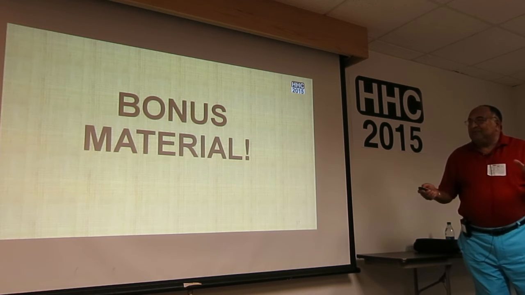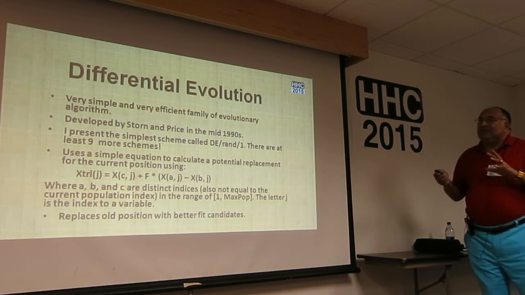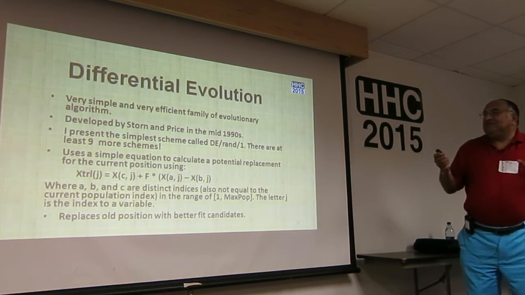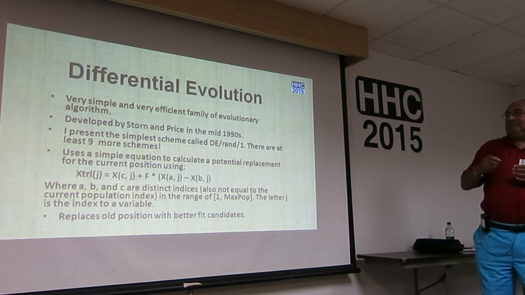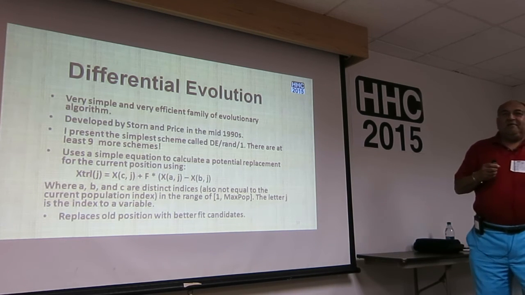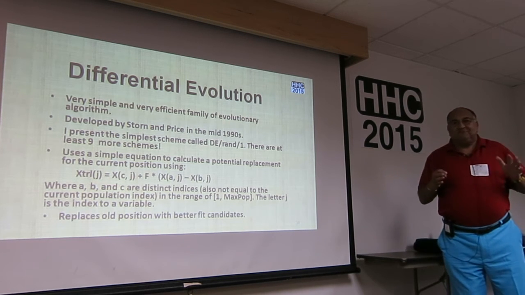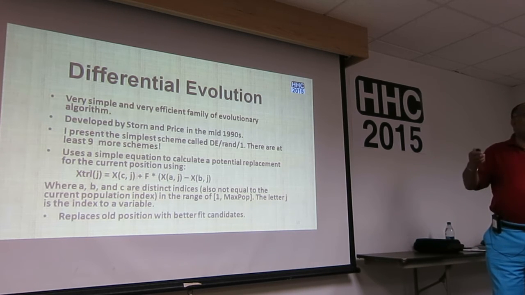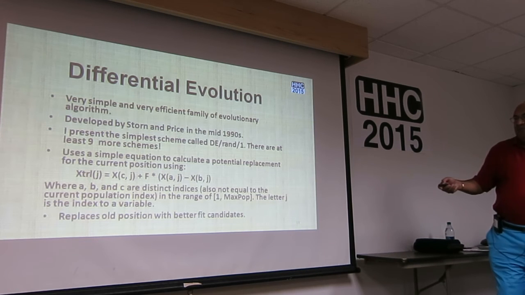I'm going to throw in some bonus material, and it's worth it. There's a method called differential evolution, and it's very simple and very efficient to implement. It was developed by Storn and Price again in the mid-90s. This algorithm is kind of strange. It has at least 10 flavors, but I will present the simplest one. This is called DE-RAND-1. It has a weird naming system.